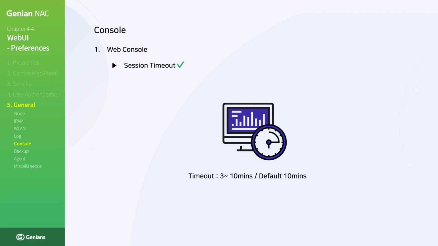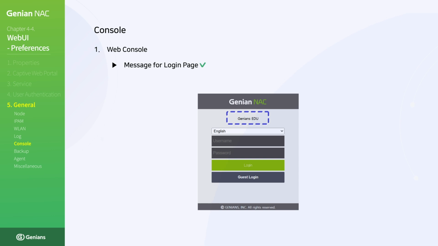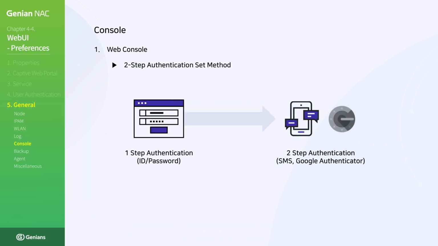The Number of Nodes option sets the default number of rows displayed per page on the screen. You can select from 30, 50, 100, 150, 200, or 255 rows per page, with the default set to 50 rows. The Session Timeout option configures the session timeout duration, in minutes, for the admin console. You can set it between a minimum of 3 minutes and a maximum of 10 minutes, with the default value set to 10 minutes.